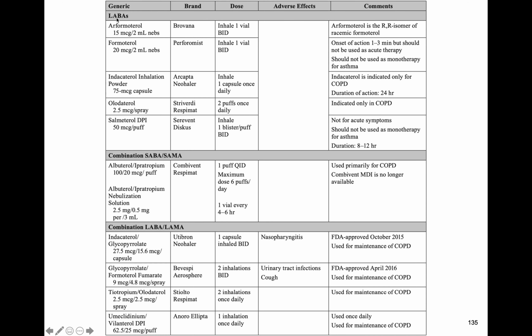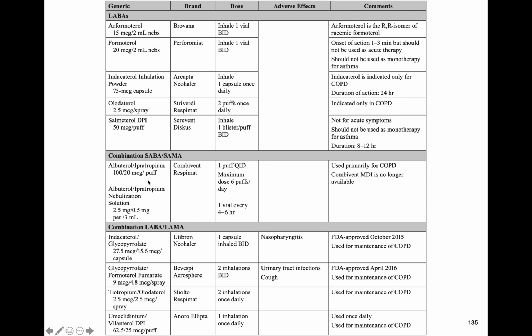Here's a list of long-acting beta agonists. So we have R-formoterol, formoterol, indacaterol, olodaterol, and salmeterol. Again, good for COPD. Don't use it alone in asthma. These are long-acting and should be used, kind of not on an as-needed basis, but on a scheduled basis.